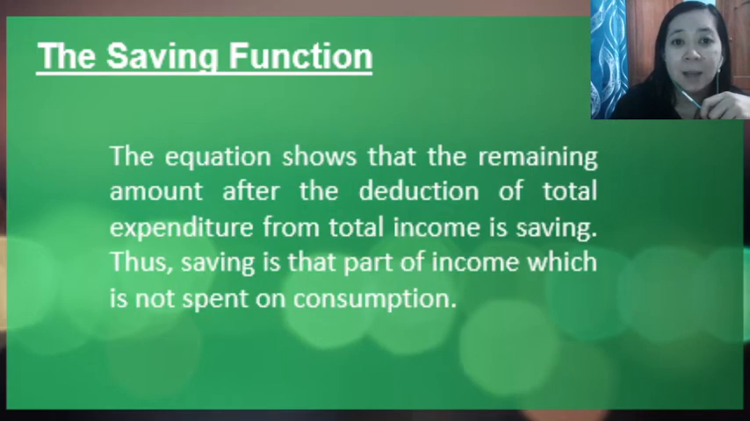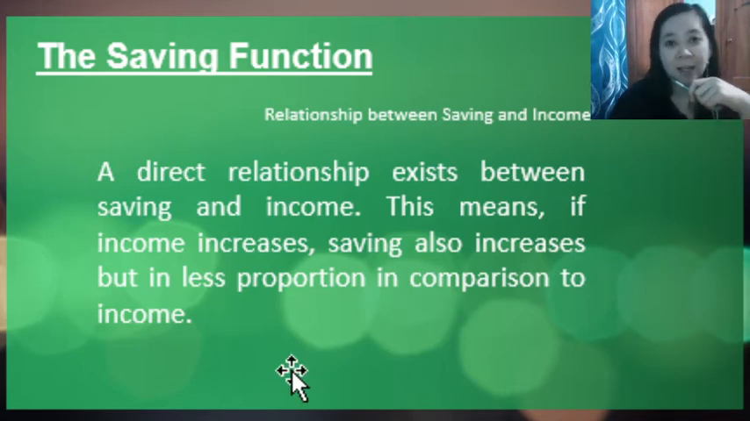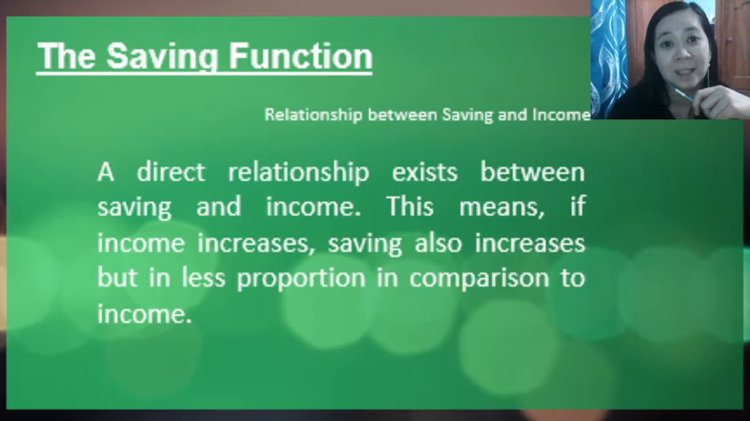So that equation shows us that the remaining amount after deducting the total expenditure from the total income is your saving. Basic concept. Thus, saving is the part of income which is not spent for consumption. So there is normally a direct relationship between saving and income. This means that if income increases, saving will also increase, but in less proportion in comparison to income, or again, depending on the discretion of the individual, on how much of the increase he will also save as an additional saving.